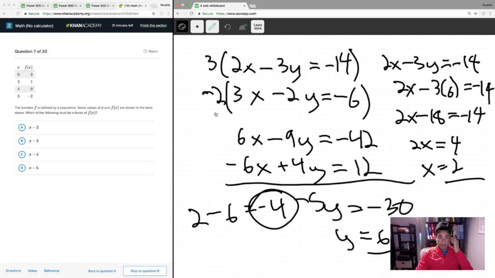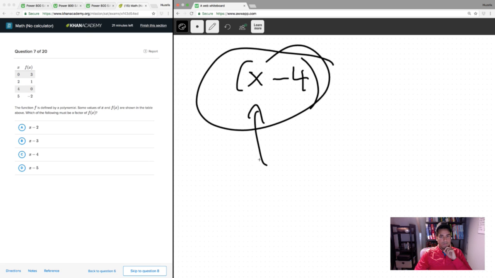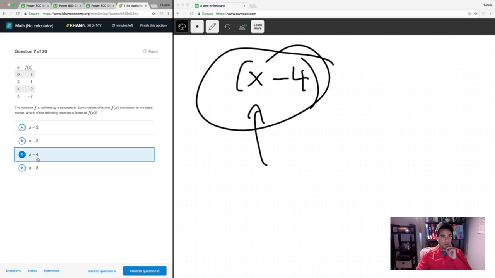Next question, 7. The function f is defined by the polynomial. Some of the values are shown in the table above. Which of the following must be a factor? A factor occurs at the zeros, basically the values of x that give you roots, and the only one that does that is here, where x equals 4. Therefore, if we factor this polynomial to zero it out, this would have to be a factor, because we plug in 4 here and we get a 0 for the entire polynomial. That's what it's asking. So we're talking about factors, we're talking about a binomial in this case that zeroes out.